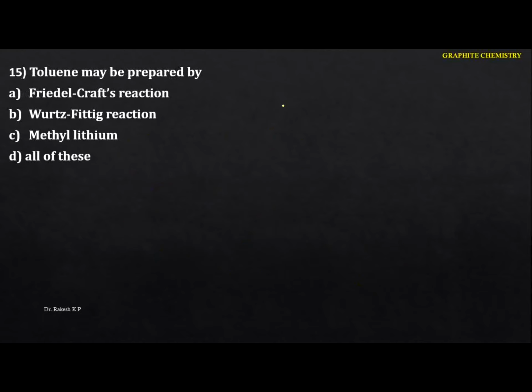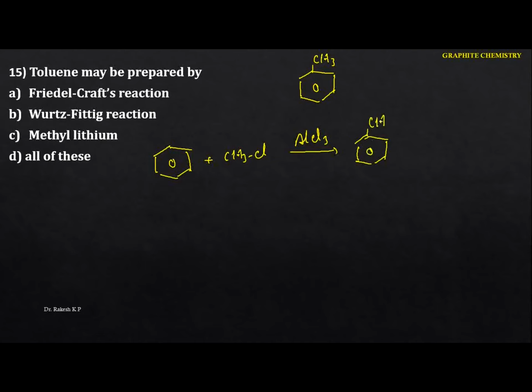Toluene may be prepared by... just identify this one. What you have to prepare here is toluene. The toluene structure is like this: C6H5CH3. Friedel-Crafts reaction: we know the Friedel-Crafts alkylation. So let me do the first reaction. When benzene reacts with methyl chloride in the presence of anhydrous aluminium chloride, what you are going to get is alkylbenzene, that is toluene.